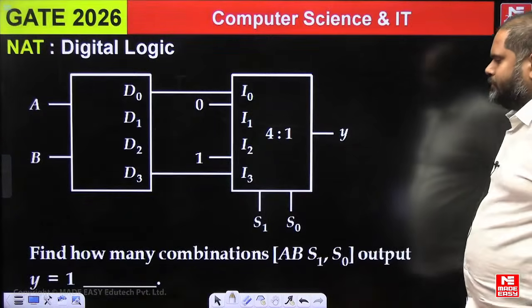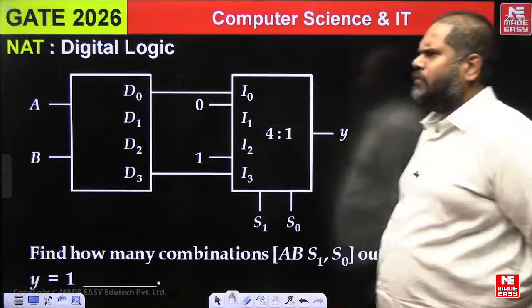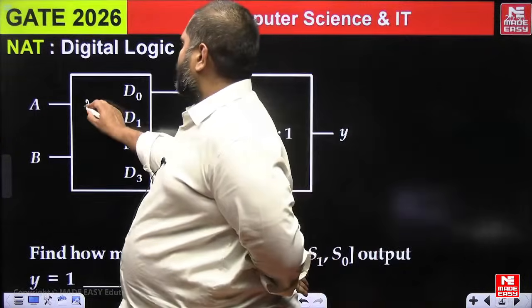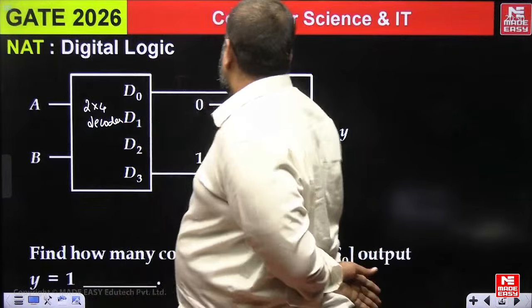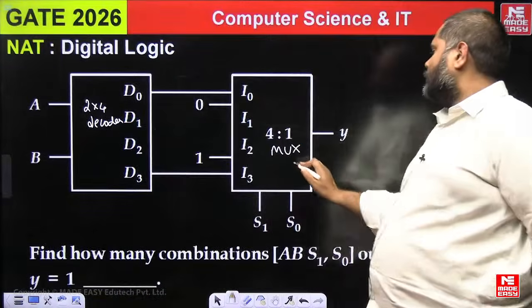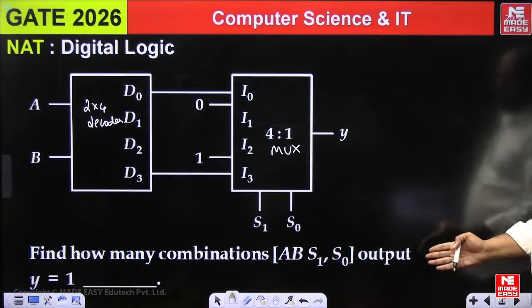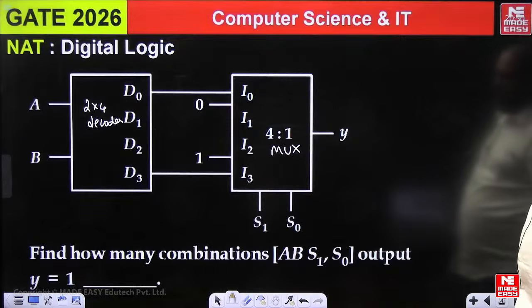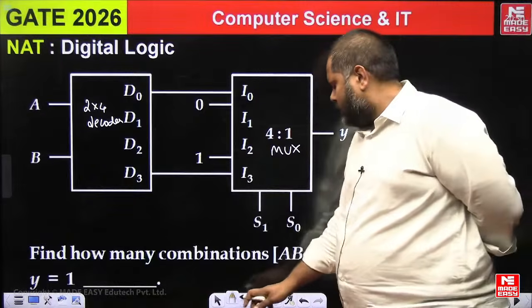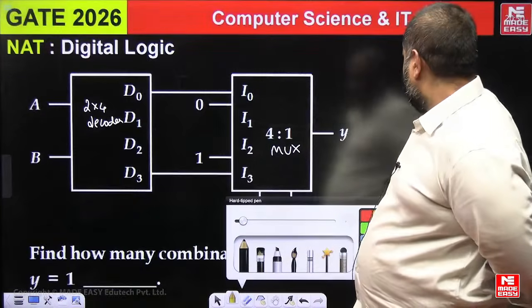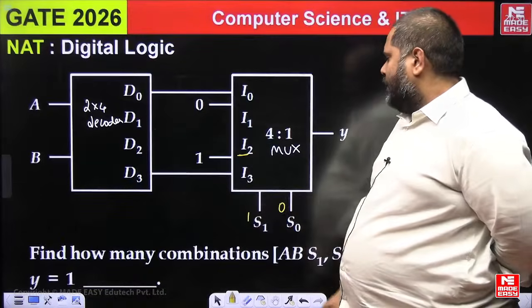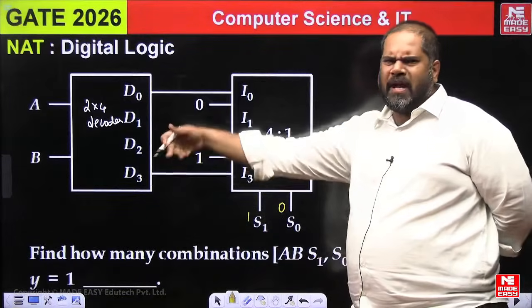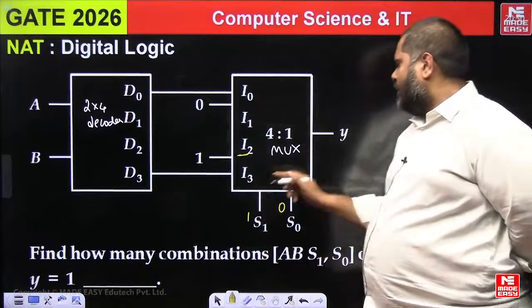Now, let's see this question. He gave a decoder, 2x4 decoder. It's a multiplexer. Number of possible combinations for A, B, S1, S0 such that output is 1. Simple point you see here. Suppose for example you give I2 as 1 0. When you give I2 1 0, whatever may be the AB value, output will become 1.